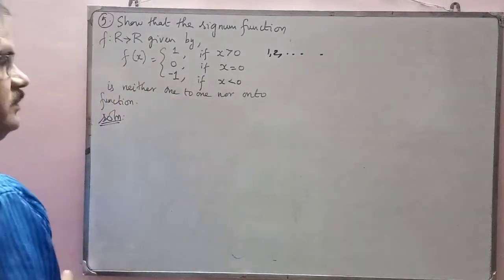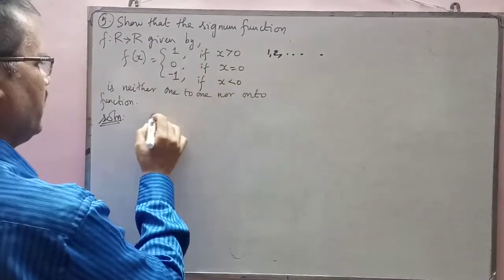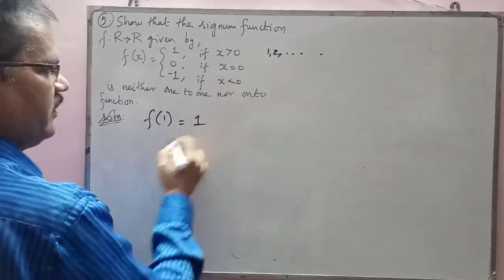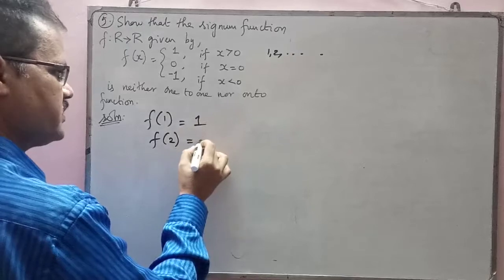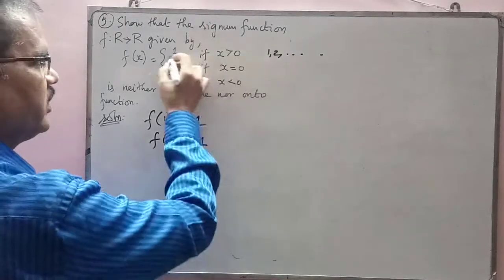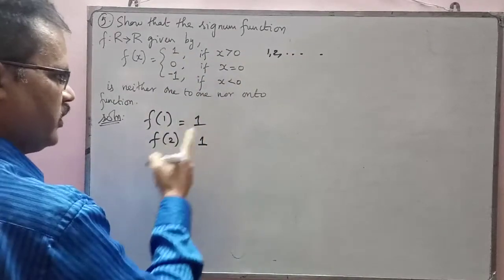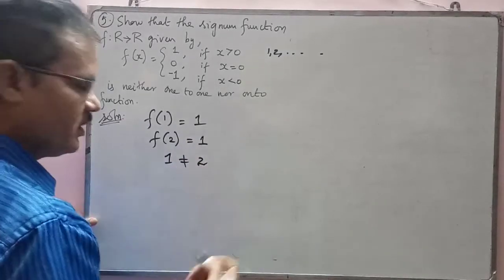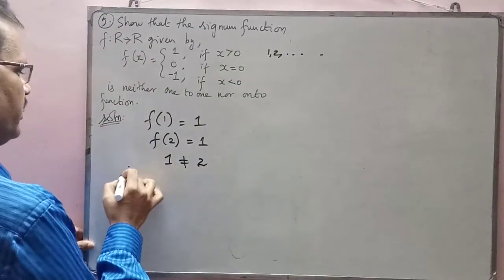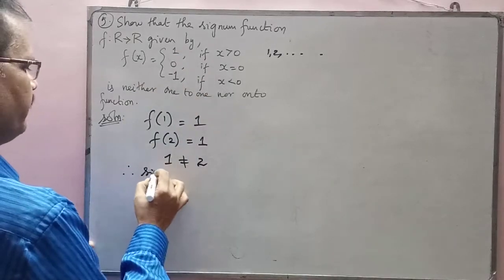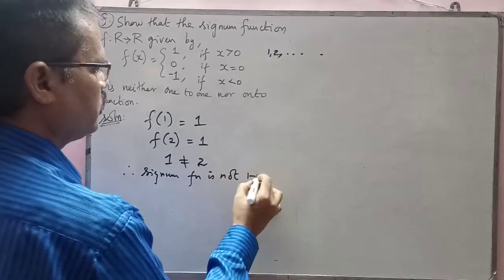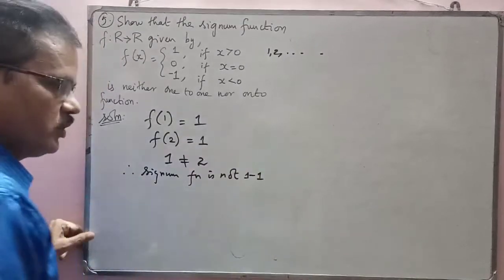Let us go to the question. Now let us choose f of 1, as I said. F of 1, the answer is 1. F of 2, they are greater than 0, right? So greater than 0, the answer is 1. So f of 1 is equal to 1, f of 2 is equal to 1, but 1 is not equal to 2. The inputs are not the same. So x1 is not equal to x2. Therefore, the signum function is not 1 to 1. So we have proved it's not 1 to 1.